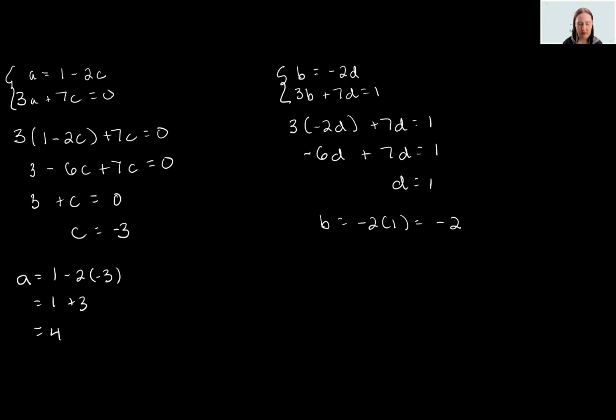So I have my answers. If I go in order A, B, C, D, so A is 4, B is negative 2, C is negative 3, and D is equal to 1. And these are the numbers for my inverse matrix. And we're going to go A, B, C, D. So A is 4, then B is negative 2, C is 3, and D is 1.